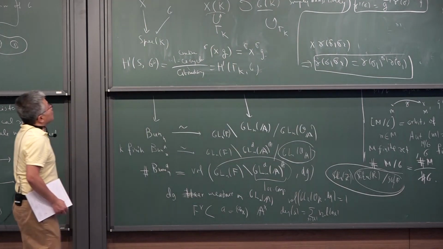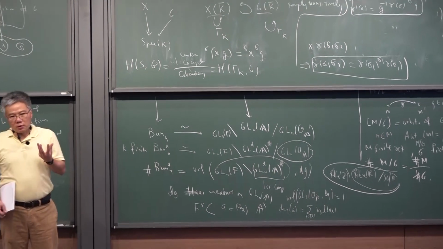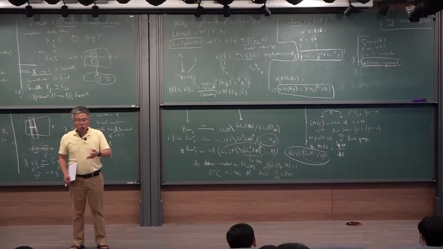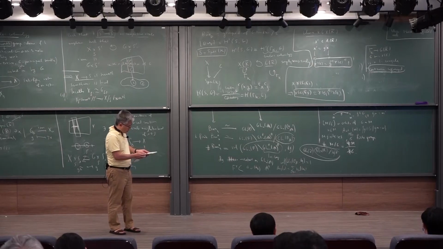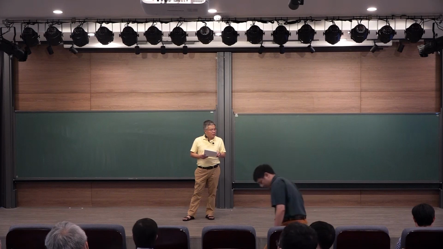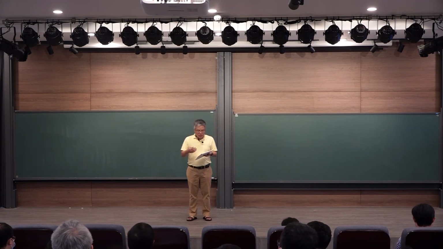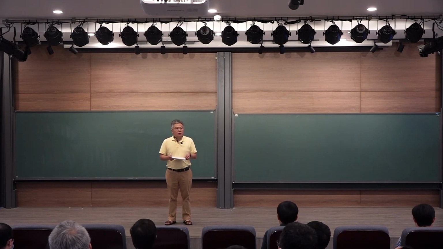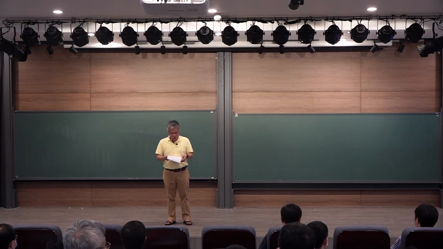Okay, so this is what happens over the base field, where the spectrum of the scheme is the spectrum of the field. Then you can do this. Okay, so let's continue. So I see here something to do with Galois homology and G-bundles.